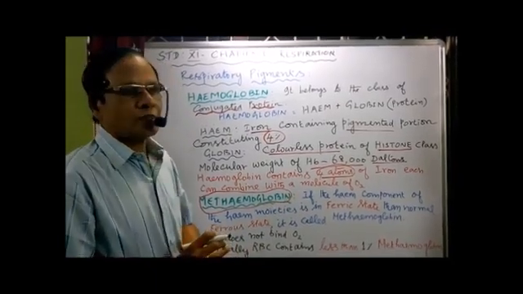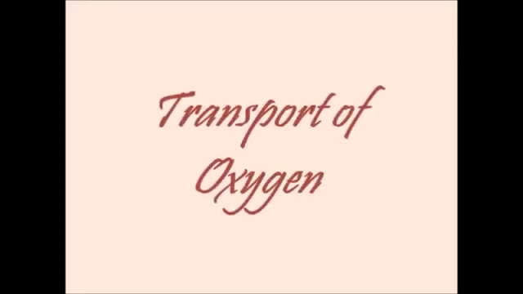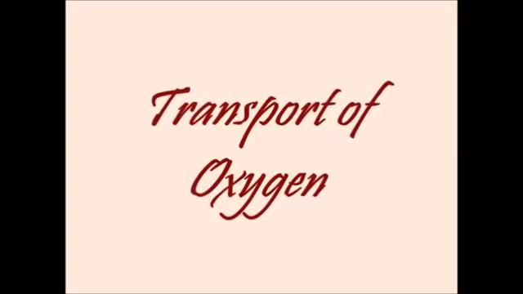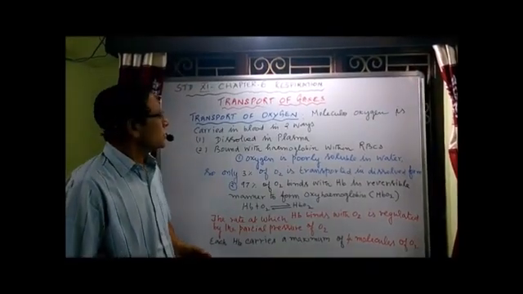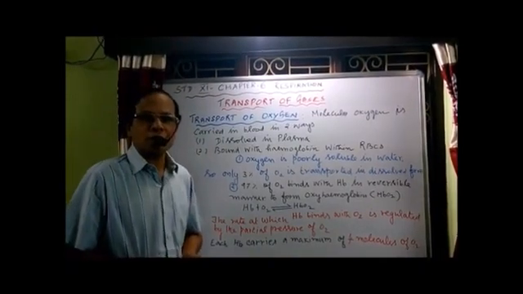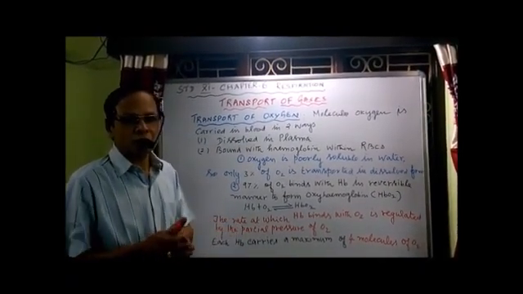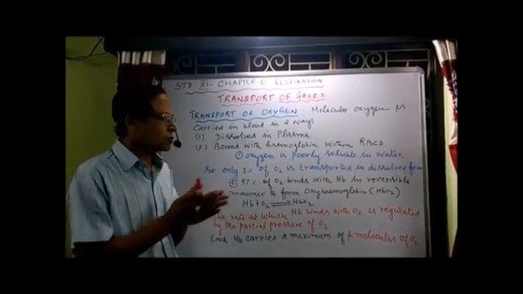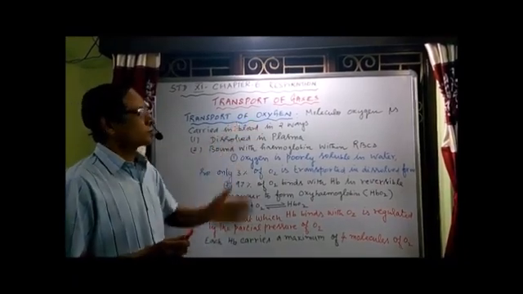Now the next one, the transport of gases. How oxygen and carbon dioxide are transported: oxygen from the alveolus to the tissues and carbon dioxide from the tissues to the alveolus through the blood. Now first, the transport of oxygen.